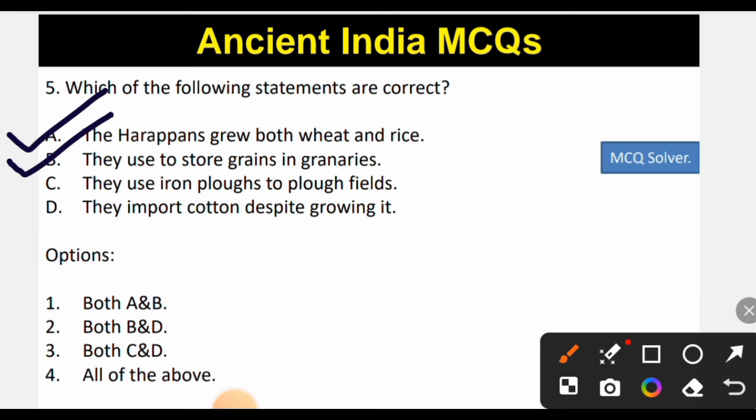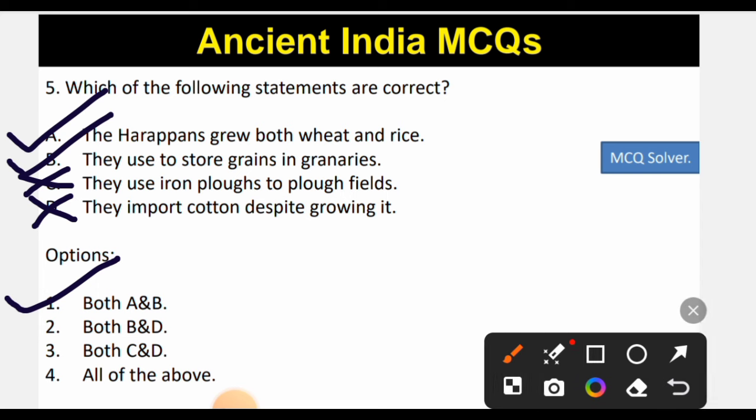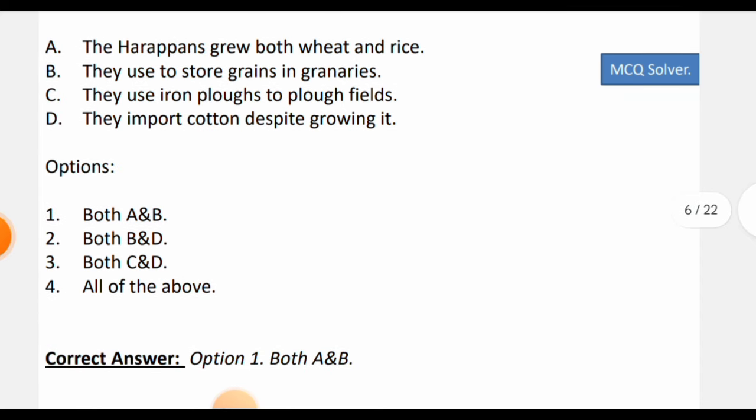Statement C is incorrect because they were not aware of iron at this stage. Although they were using copper and bronze, they were not aware of iron, so they could not use iron plugs. Also they did not import cotton, they used to grow it in their own fields. So D is also incorrect. So A and B are correct. Option 1 is the correct option, that is both A and B.